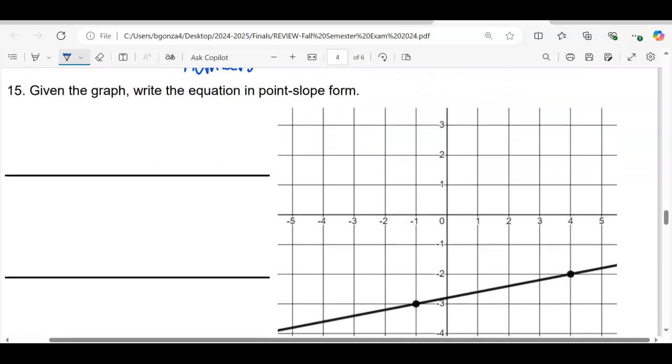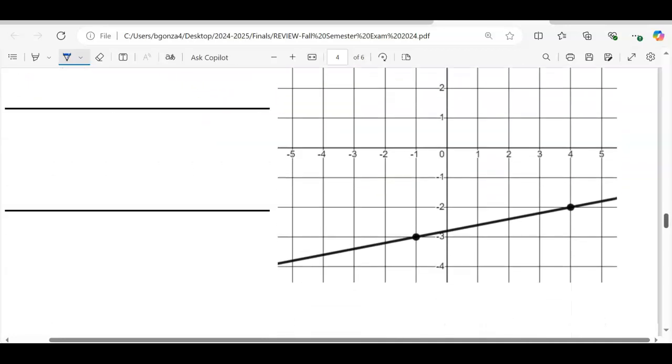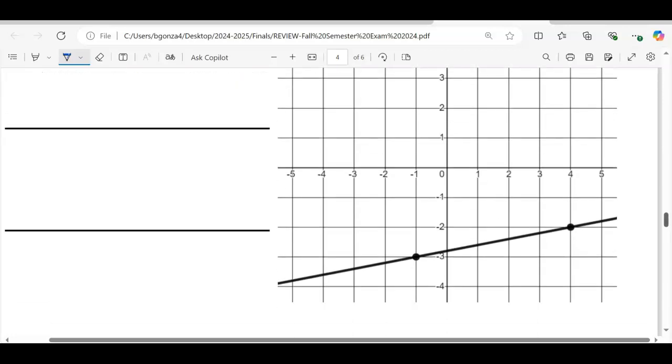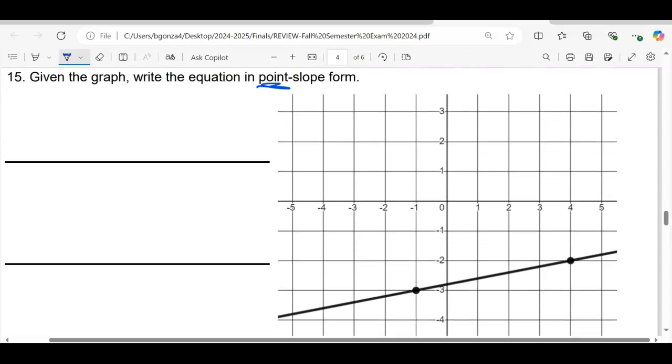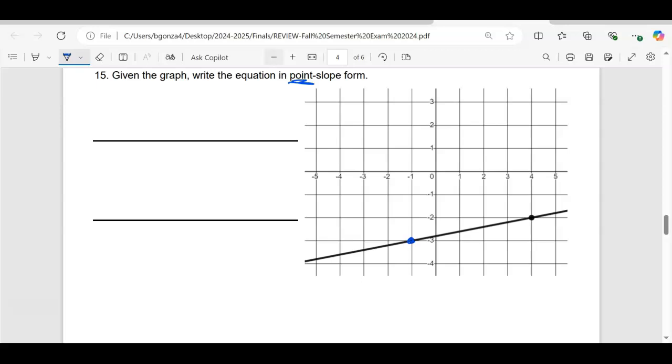15. Given the graph, write the equation in point slope form. First I need a point right here. So my point is -1 comma -3. Now for my slope, I just have to count the rise over run from this point to the next grid point. Rise up 1, 1, 2, 3, 4, 5 to the right.